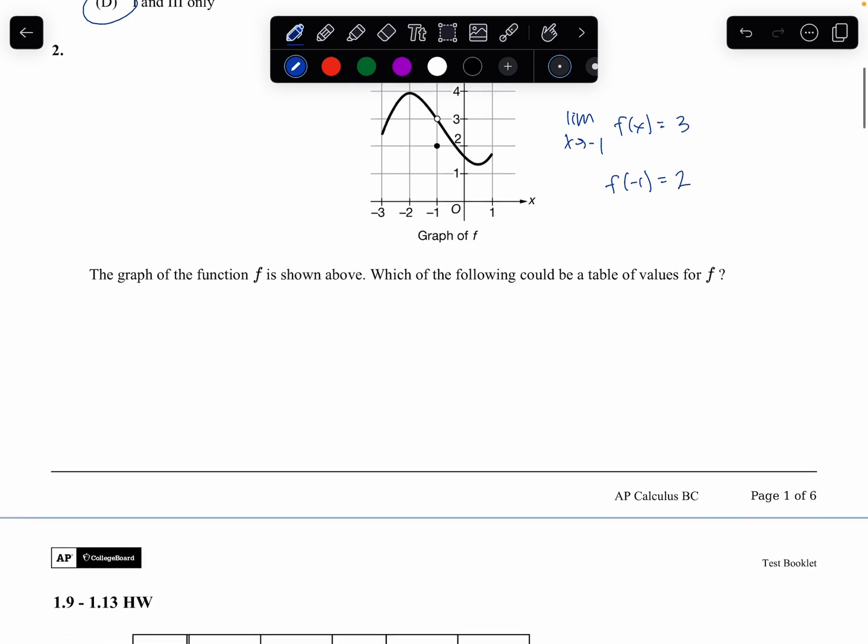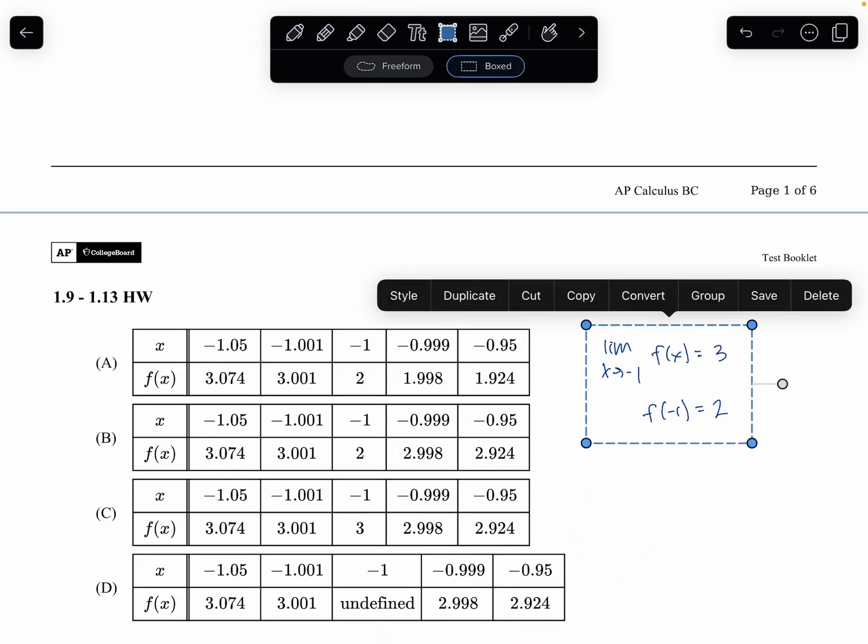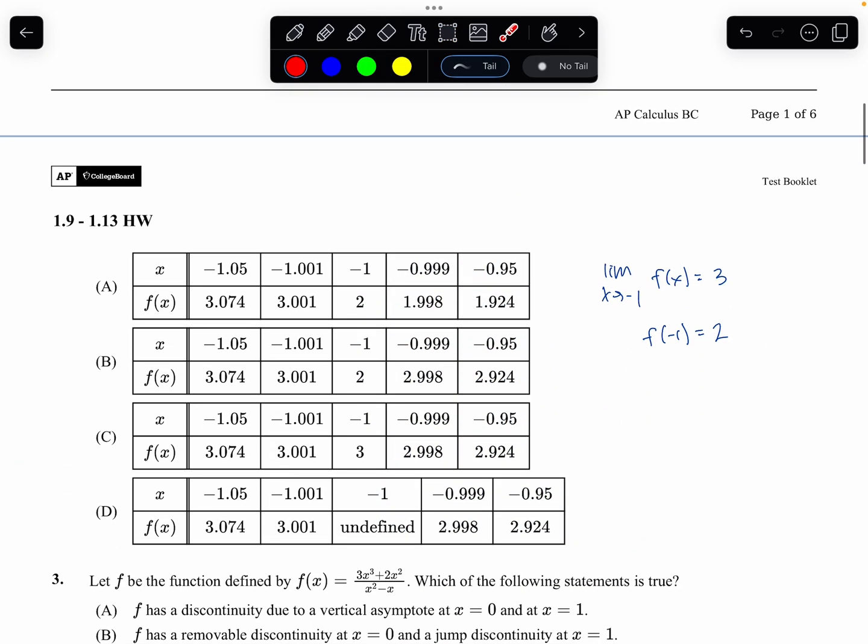Okay, so I'm going to take these with me and make sure that this is what the table has. So at x equals negative 1, it's equal to 2. Negative 1, 2, negative 1, 2, negative 1. So it can't be C or D. I'm going to cross those off right now, because we know that f of negative 1 is 2. F of negative 1 should be equal to 2.